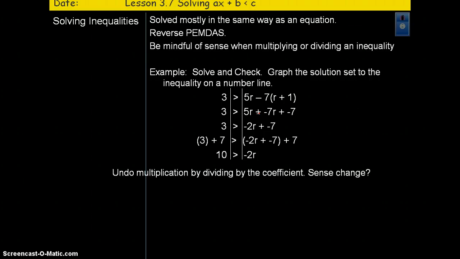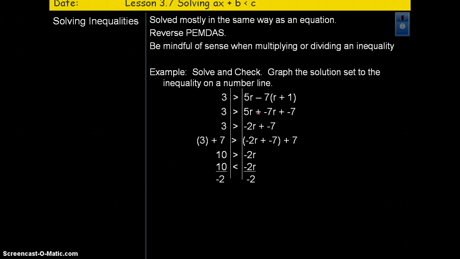From here, we want to undo multiplication by dividing by the coefficient. Again, we're in an inequality, so we always want to be careful if there is a sense change. Since we are dividing by a -2, you'll notice that we do need to change the sense of the inequality. Simplifying our common factors, we find out that -5 is less than r.